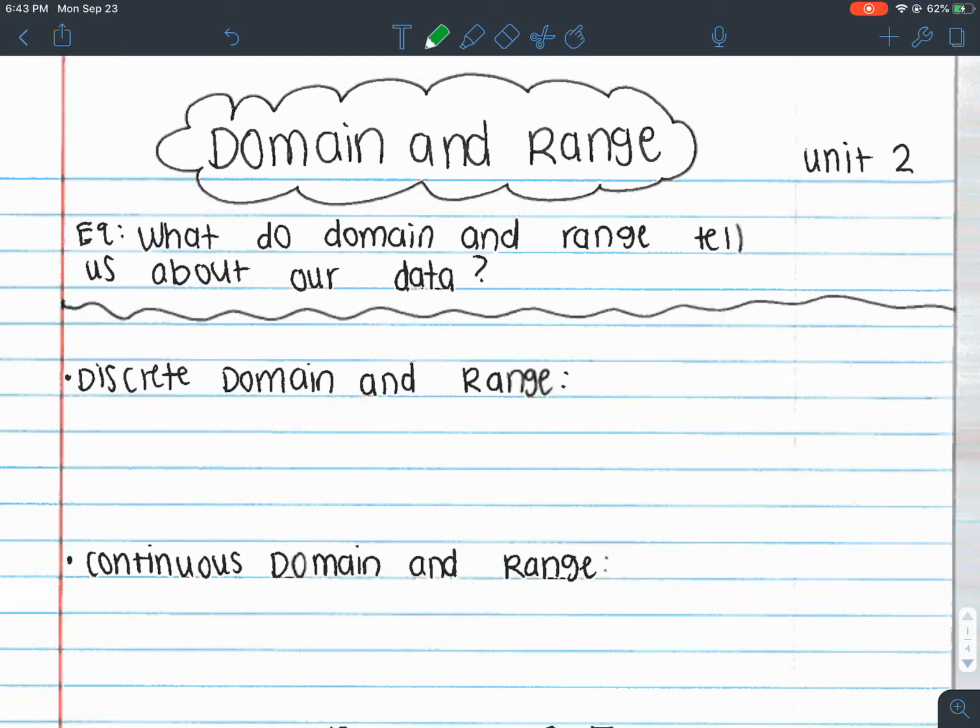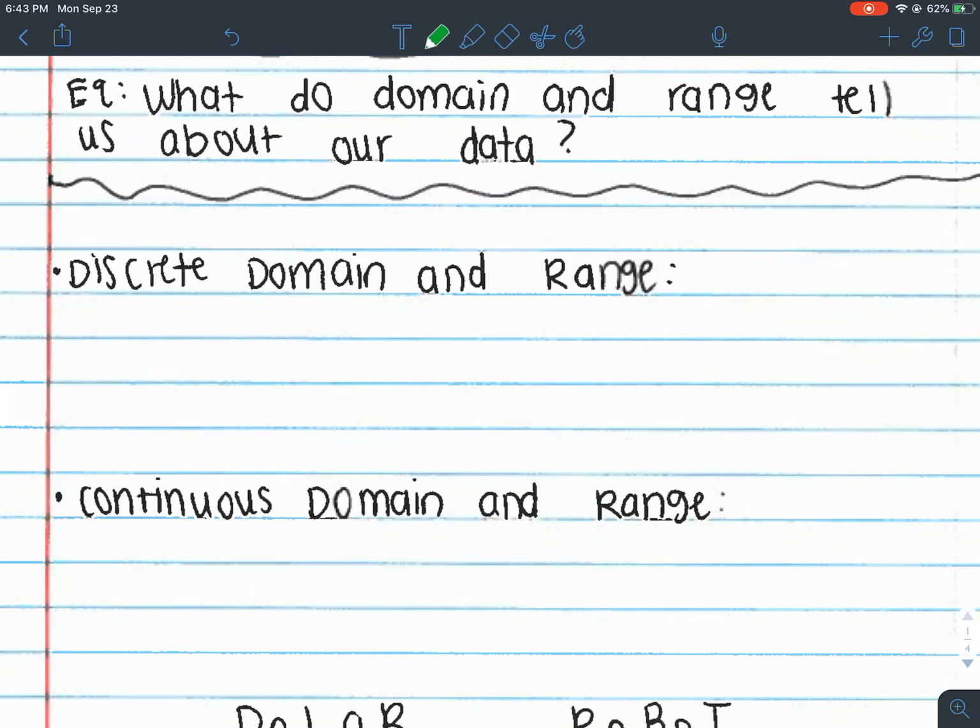So previously we learned about continuous and discrete representations, and so we determined whether they were a function or not, and whether they were continuous or discrete. We also listed their domain and range. Now with discrete and continuous data, there's a difference between listing the domain and range for both. For example, for discrete, you're going to be listing your values.